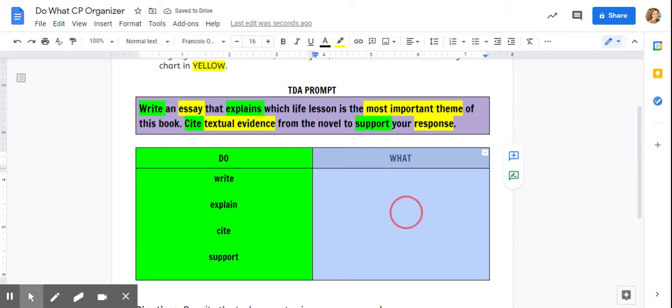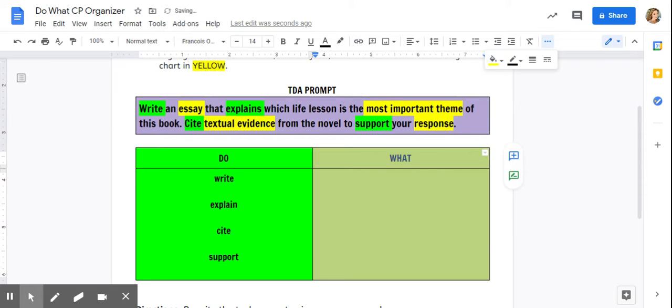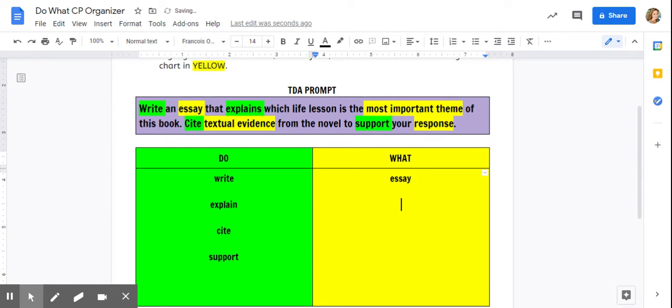So I'm going to turn this yellow because, like I said, I like color and it clarifies things for me a little bit. And I'm going to center this because I just like the way that looks better. And I'm going to write in the what that goes with each verb. So essay was the first one. Write an essay. Okay, and then explain most important theme. That's what I'm going to have to explain in my essay.